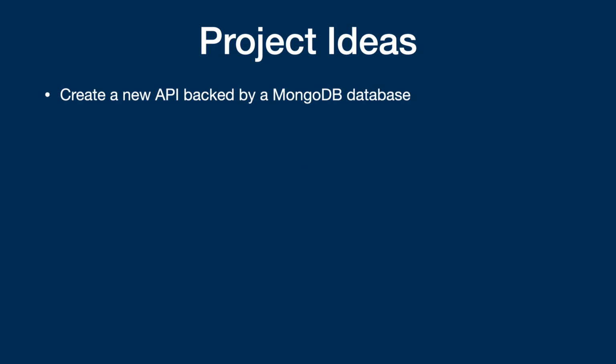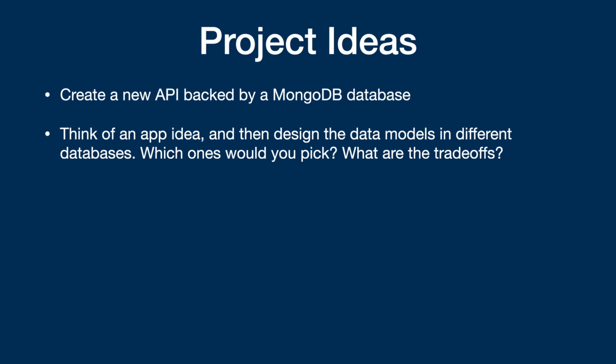The project idea for this is going to be most probably in the first step, you created an API endpoint which was backed by a relational MySQL or Postgres. So go ahead and create a new API, but this time instead of using a MySQL database, go ahead and use a MongoDB or a Cassandra. And then think of an app idea and design the data models in different databases. Which ones would you pick?